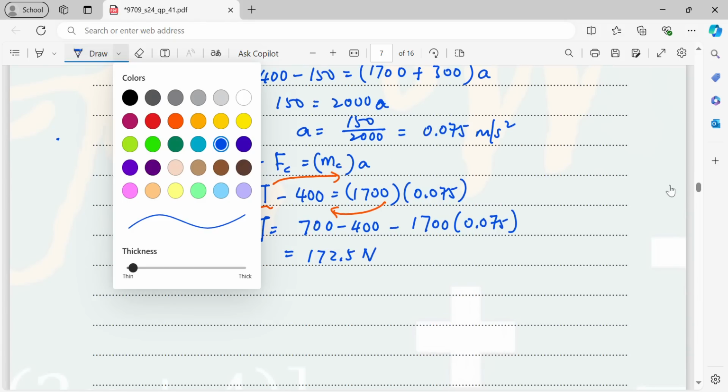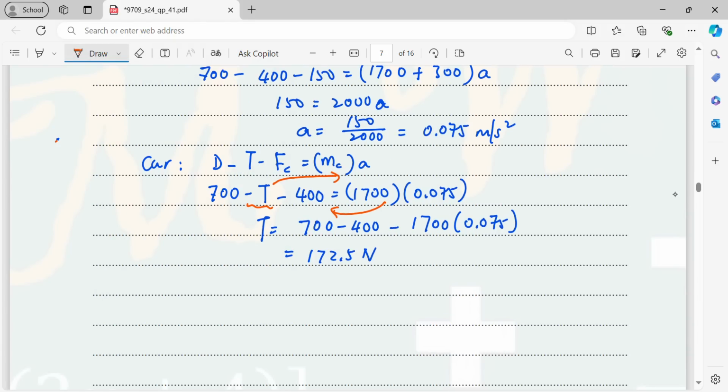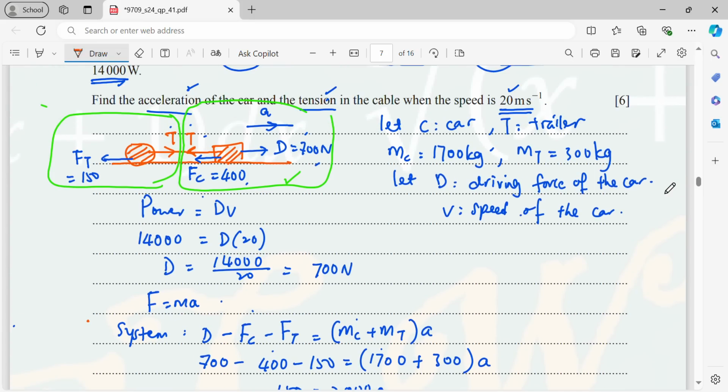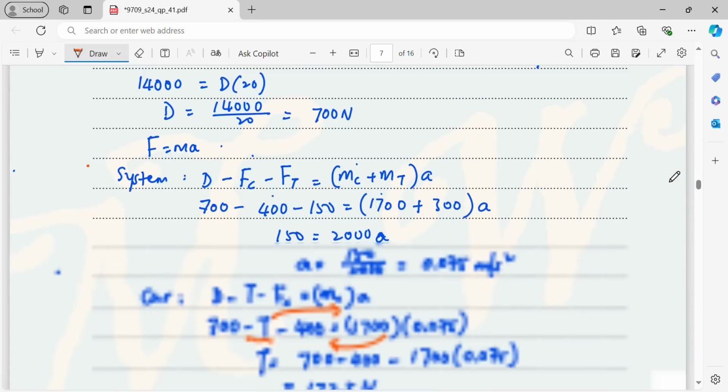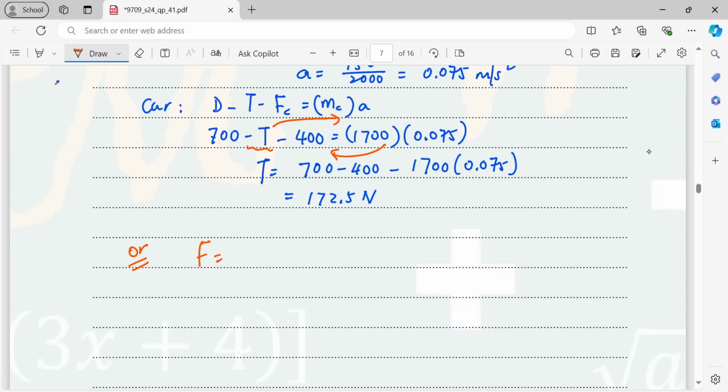If you do not prefer considering the whole system, you can just consider the car and trailer separately in the beginning. So when you consider the car, it will be D minus T minus Fc equals MCA. So this is F equals ma, whereby you consider the car. Just copy this. But now you have two unknowns. So you will just write 700 minus T, Fc is 400, then this is 1700, then A. Let this be the first equation.